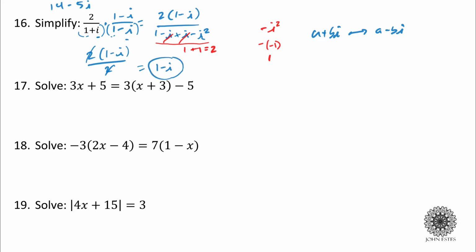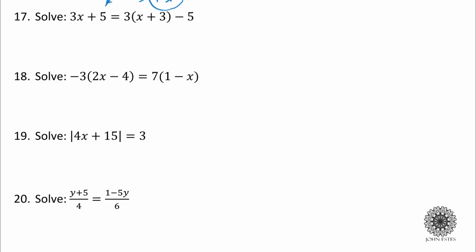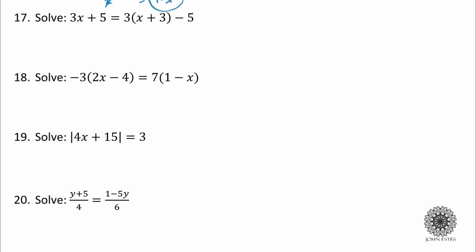Okay, let's look at some equations. So these are going to be linear equations, and we have some variance on them. And remember, the strategy for linear equations is you got to get x on one side and everything else on the other. So this first one, I'm going to distribute. I have a 3x plus 5 equals, distributing the 3 here, I got 3x plus 9 minus 5. So I end up with 3x plus 5 equals 3x plus 4.